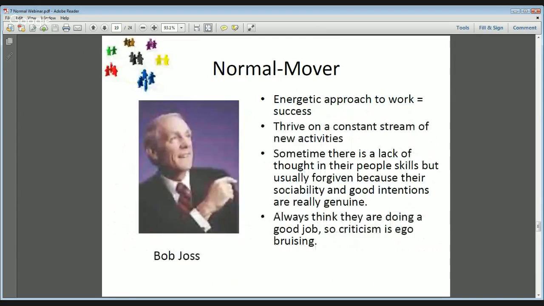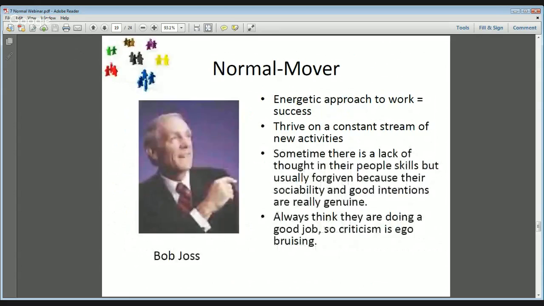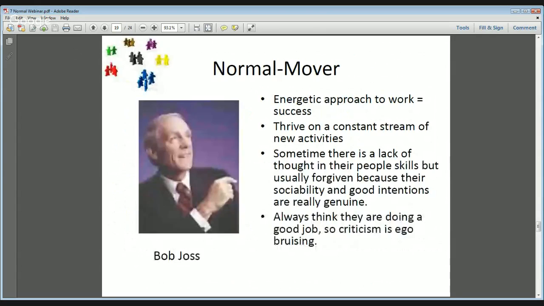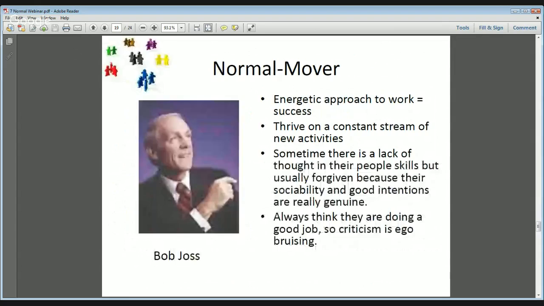When he announced he was going, every Westpac shareholder, and I remember myself as one of those, was saying, Bob, don't go, because he'd done such a brilliant job lifting the share price. I heard him speak. He has an incredibly energetic, enthusiastic manner of public speaking. He thrives on a constant stream of new activities.